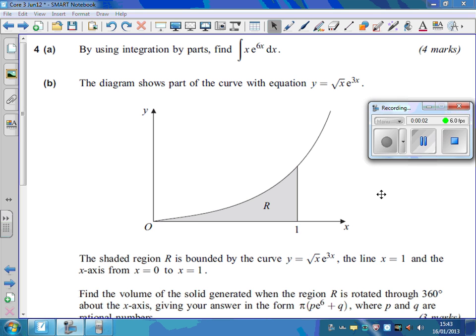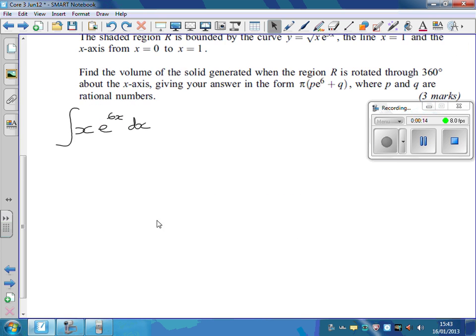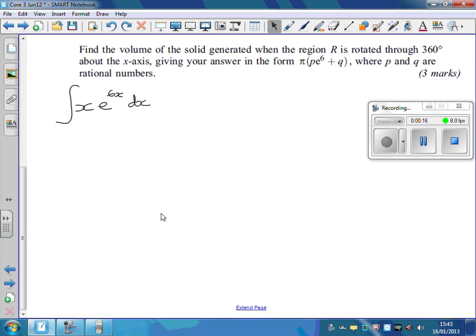June 2012 Core 3 question 4. A standard integration by parts to begin with, and then we've got a volume of revolution to do. I've not got the room here, so I'll just scroll down. I've started it here. We're trying to do the integral of x e to the 6x.